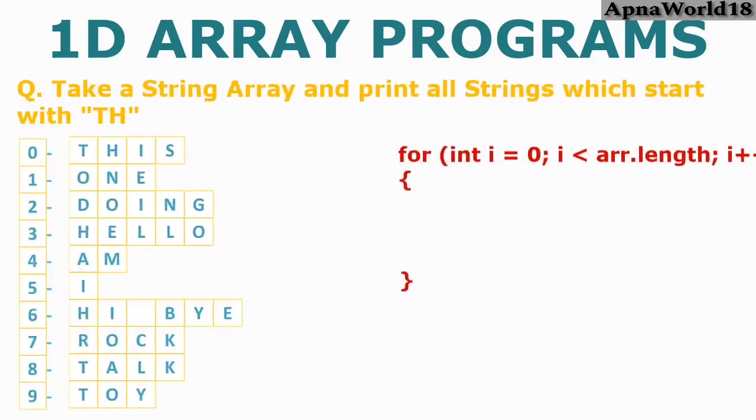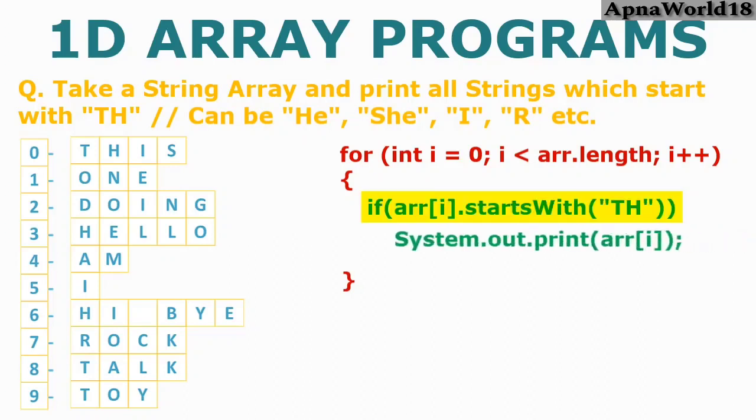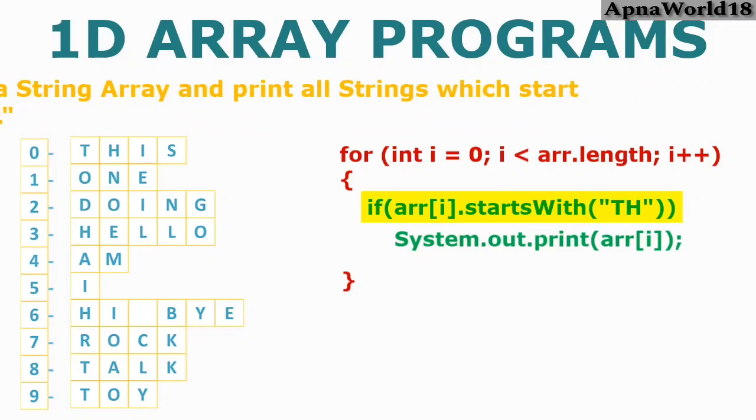The next program which we are doing is to print all strings in an array which start with th. I'm using th, but it could be any other substring like he, she, or it can be any single character also like I, R. Here we just need to change the if condition to use the string function starts with. This will print all array strings which start with th.